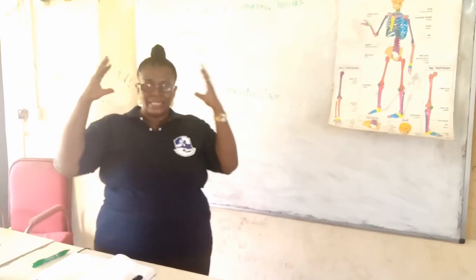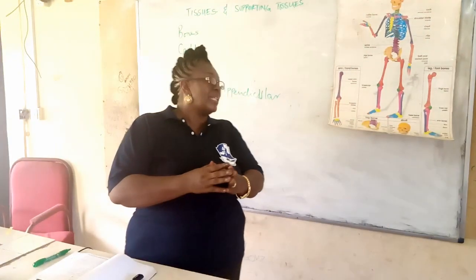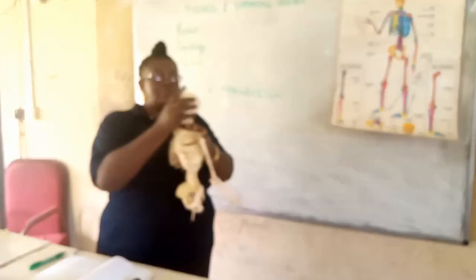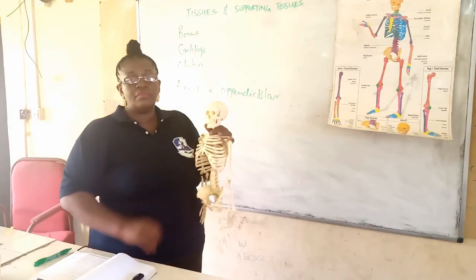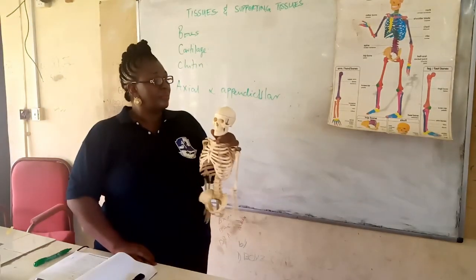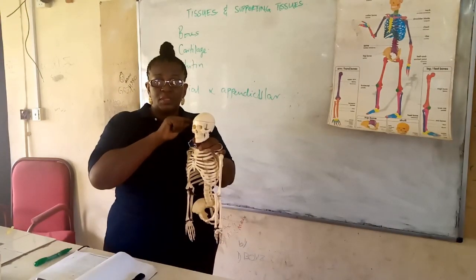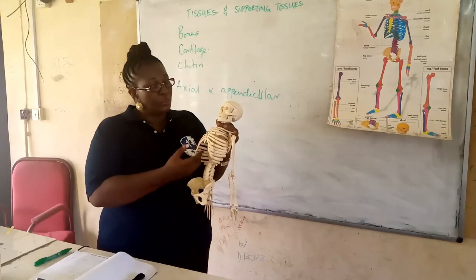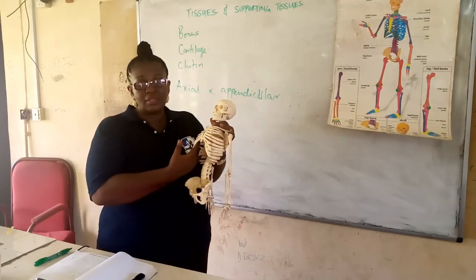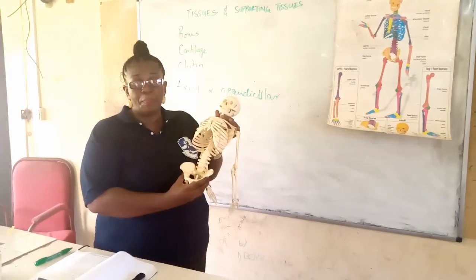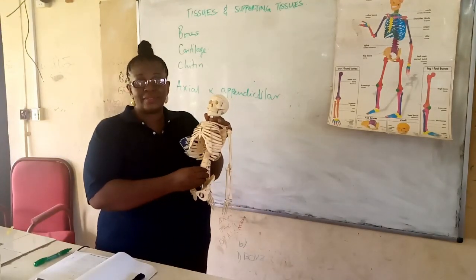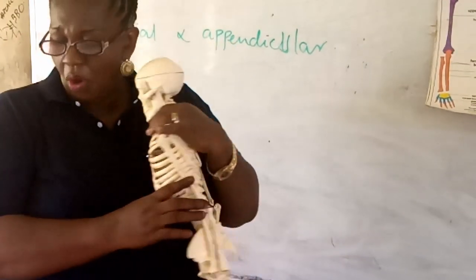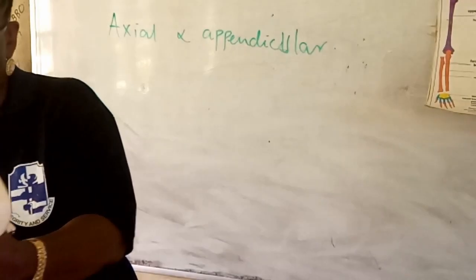Apart from that, the skeleton helps to protect some delicate organs within our body. The skull has a hole for the eye sockets. It has a cranium protecting a very delicate organ, the brain. Your ribs protect your heart and your lungs. Your pelvic girdle protects your kidneys, your delicate internal organs.